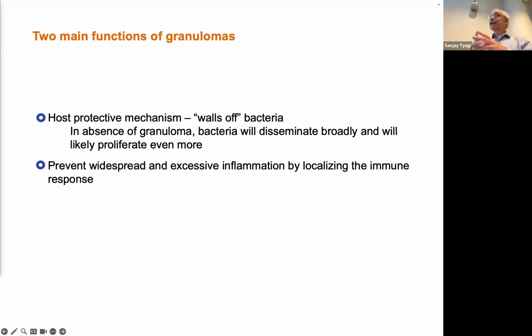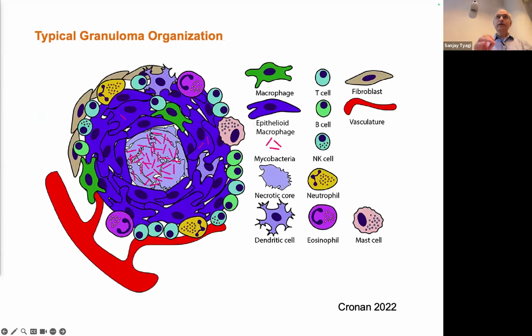And I think these two key functions allow TB to survive in the body for a very long time. And most people will have TB sequestered in these granulomas all their lives, and they would never suffer from the disease.